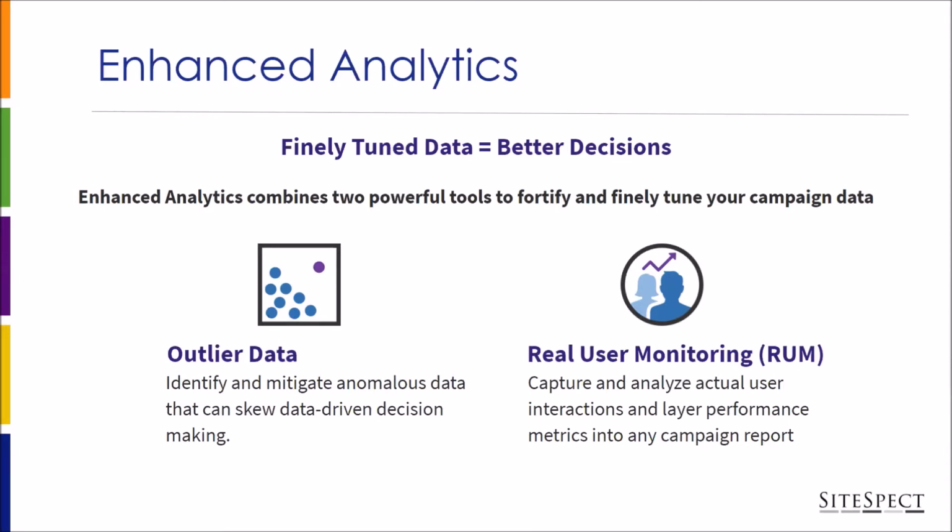Unlike other optimization tools, where RUM exists as a bolt-on, standalone, or not at all, SiteSpect provides RUM data in a single view, fully integrated into campaign reporting. Rather than toggling and manually correlating RUM data, SiteSpect allows you to layer granular user statistics into any report to fully understand how variations are impacting your site speed and business KPIs. Now let's talk a bit deeper about Outlier Data and Real User Monitoring.